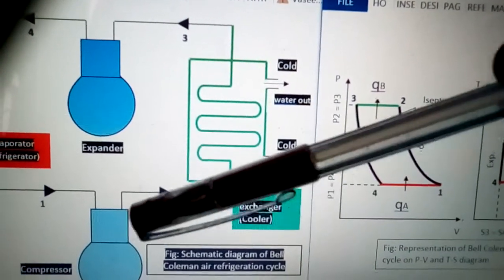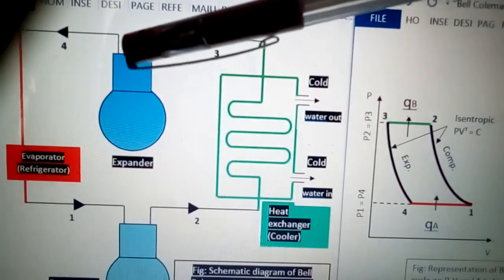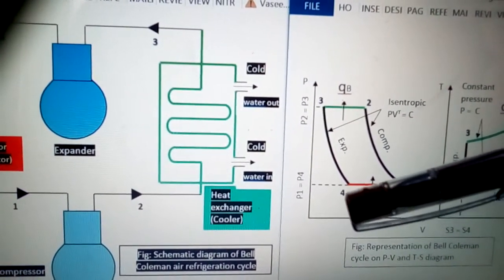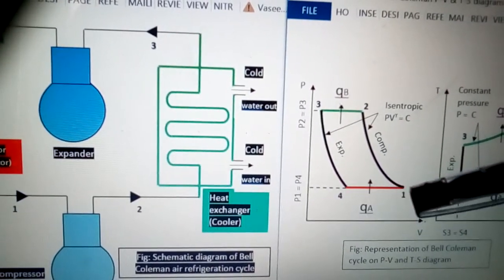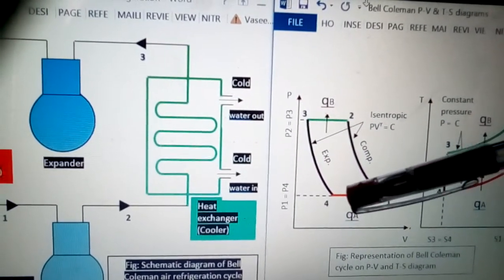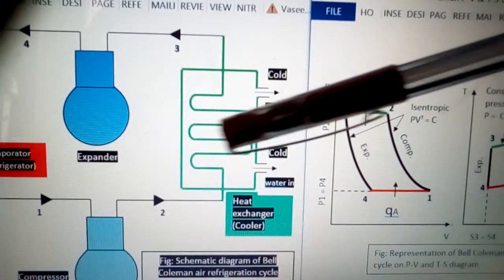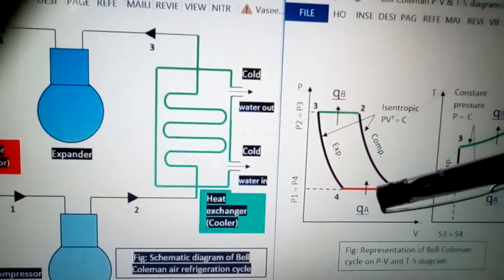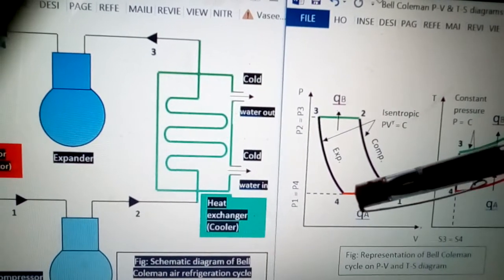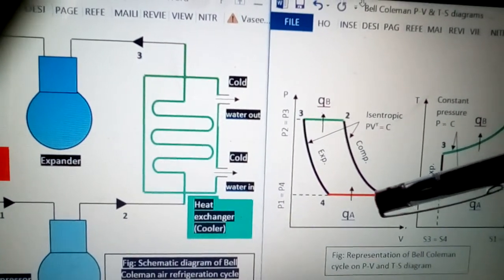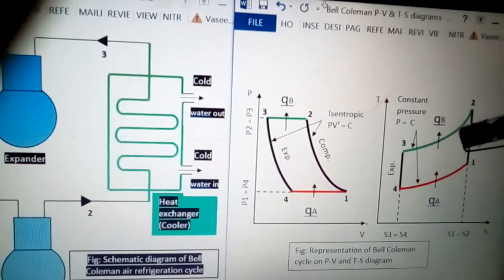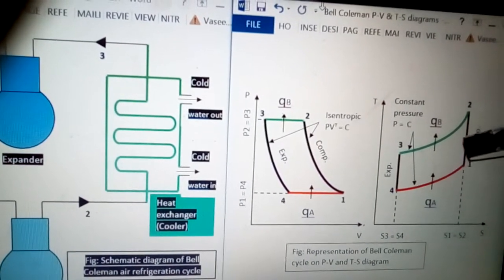Then it goes to the evaporator, that is the refrigerator. In the process 4-1, the pressure is the same, P1 equal to P4. That's why process 4-1 is called isobaric heat absorption. Heat is absorbed in the refrigerator. It is isobaric because the pressure is the same, but the volume has increased, and the temperature has increased from T4 to T1.